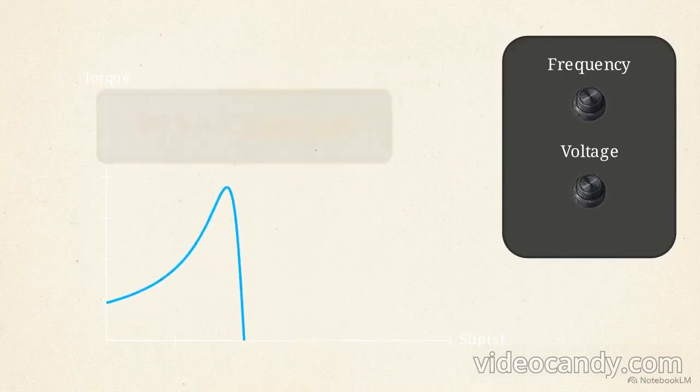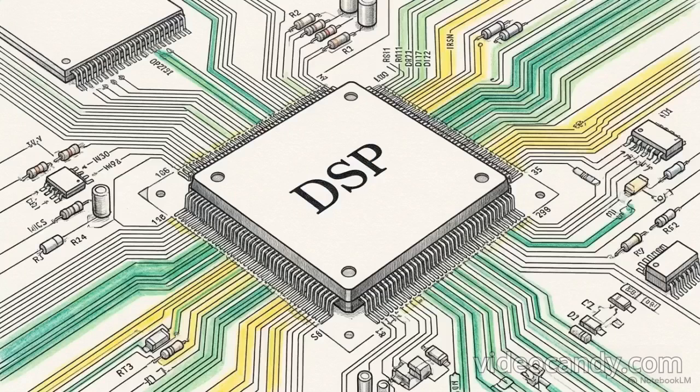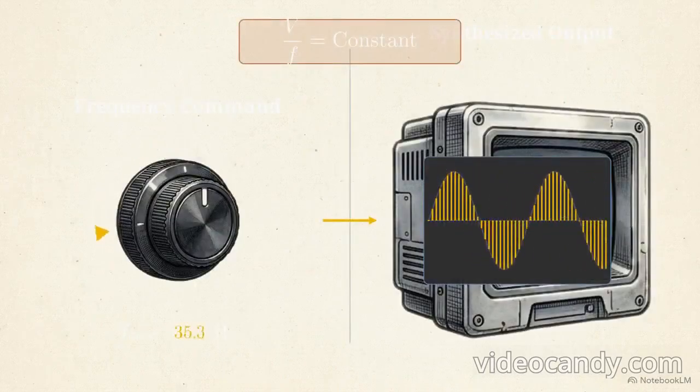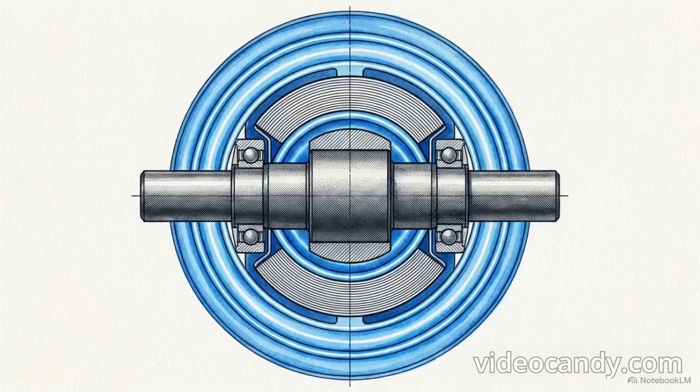Look at this torque slip curve. Torque is tied to magnetic flux. Changing frequency without adjusting voltage destroys this profile. Lowering frequency alone causes magnetic flux to spike, severely overheating the iron core. Therefore, the golden rule: the voltage to frequency ratio must remain strictly constant. The cycloconverter handles this automatically.